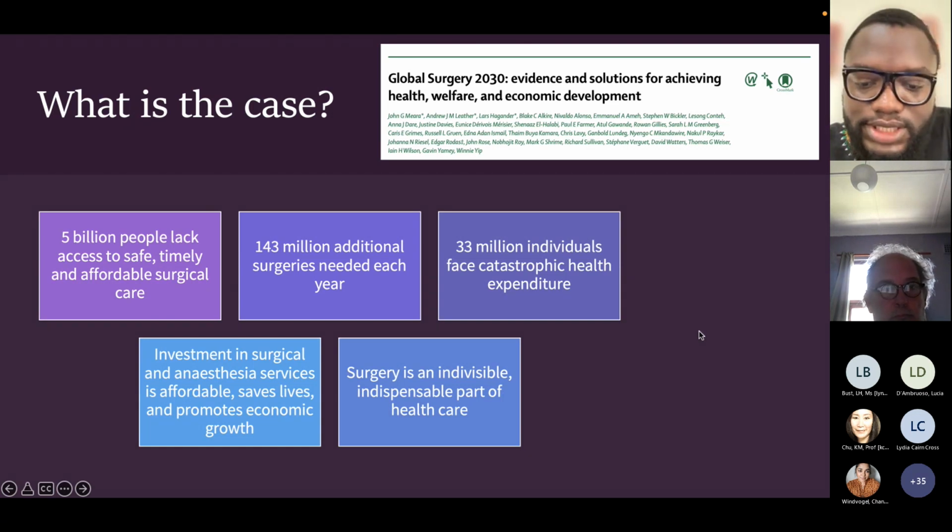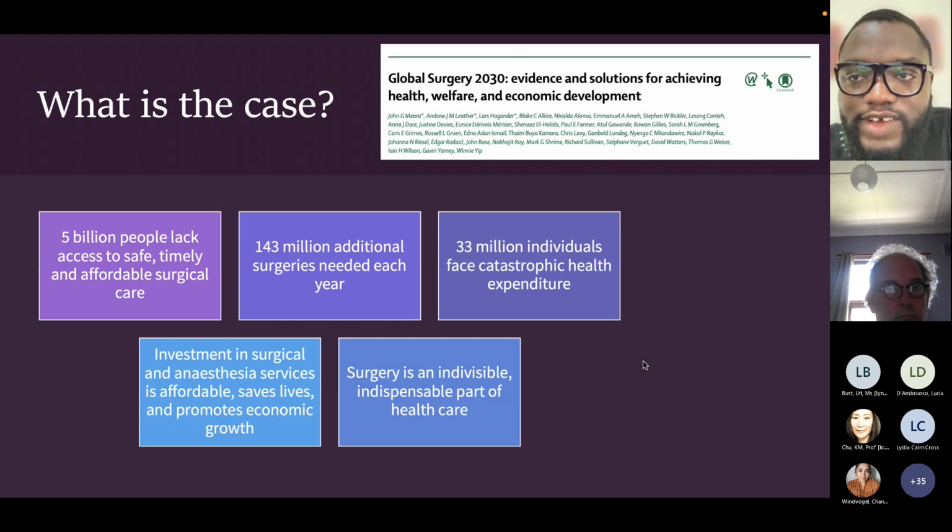And finally, this was a quote from Jim Kim, who was the president of the World Bank at the time. And he said, surgery is an indivisible and indispensable part of healthcare. And this key message was to highlight the fact that for the longest time, surgery had not been considered a part of universal health coverage and should be.